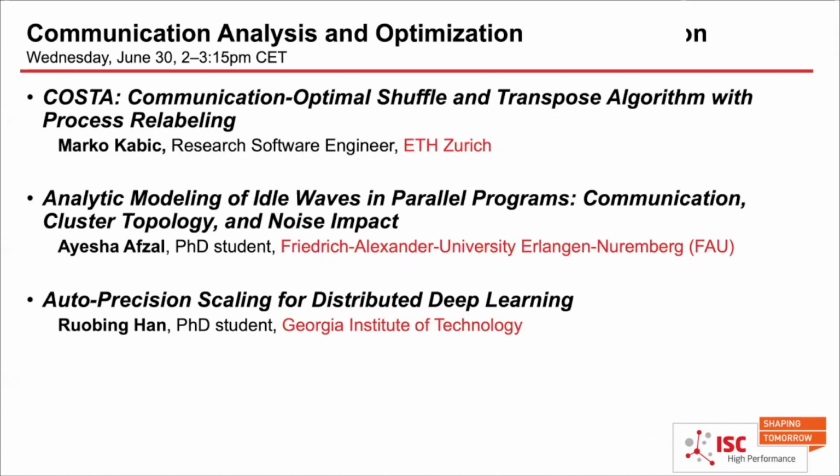Our first session on Wednesday will look at communication, optimization, and analysis. In the first paper, we have a novel shuffle and transpose algorithm. The second looks at the modeling of idle waves in computations and the relationship to communication patterns. And the third one uses low precision gradients to reduce communication costs in deep learning.